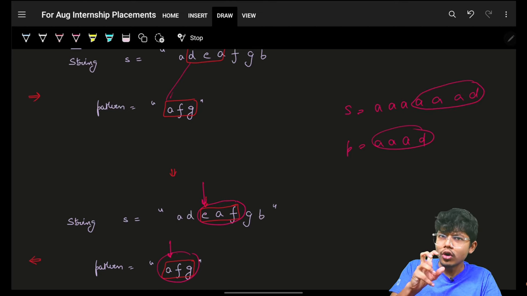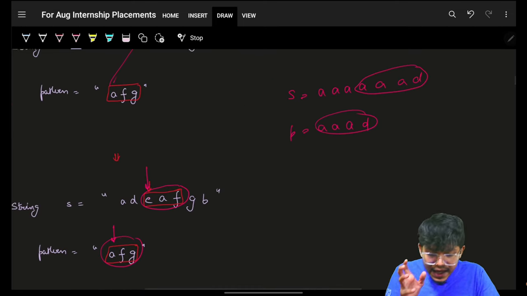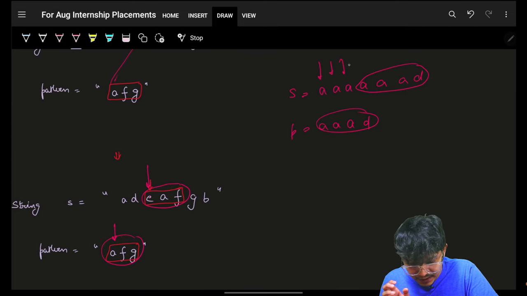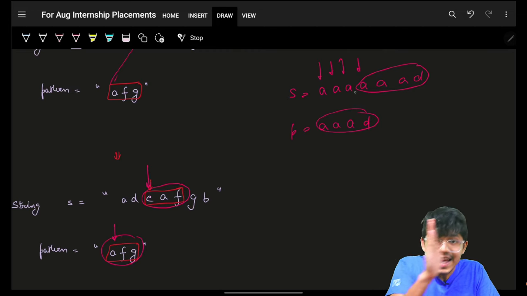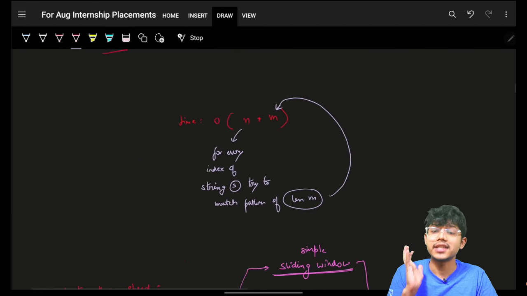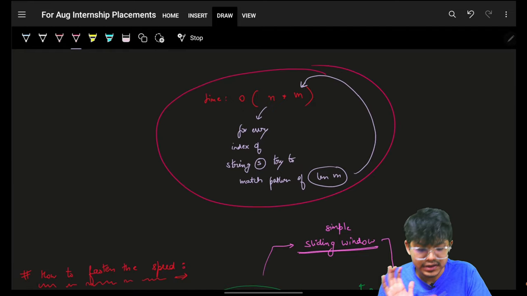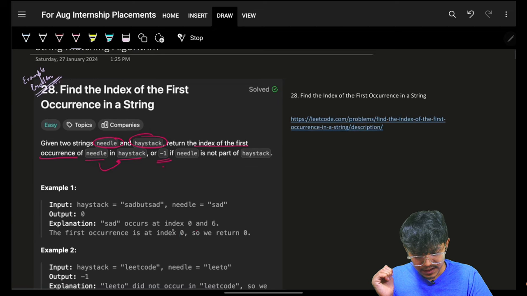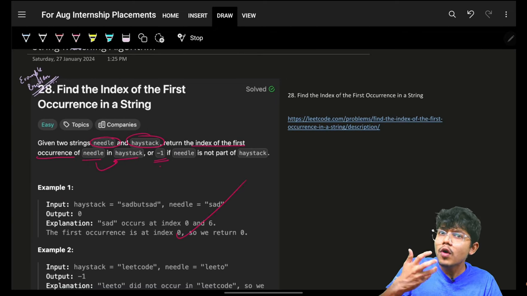So you saw, in the worst case, it will be O of M into N time. N for every character here, and M is the length which you will be comparing with the other string. So N into M will be the worst case time. Although for this easy problem, it will work, but then we have to do it in O of N plus M time.